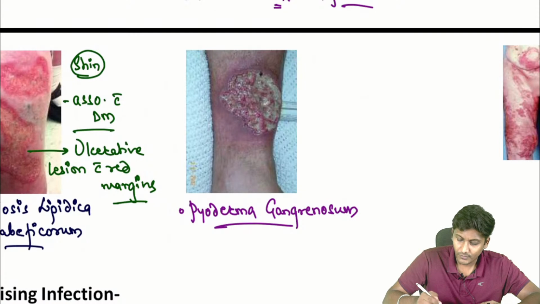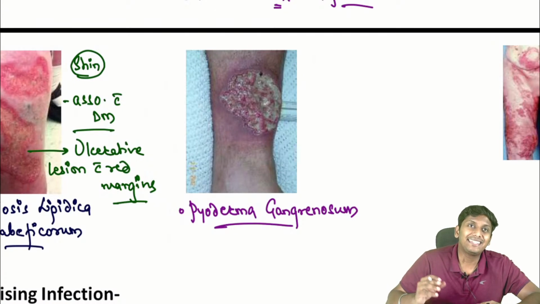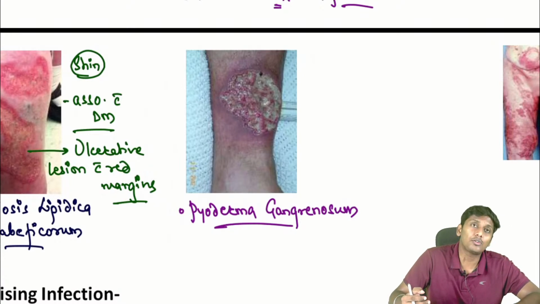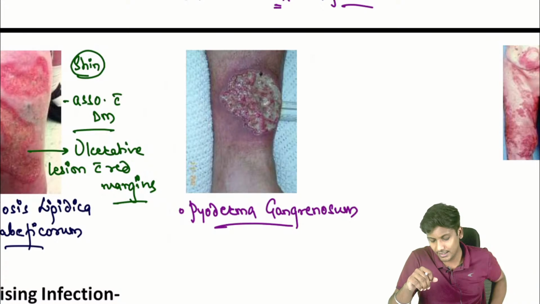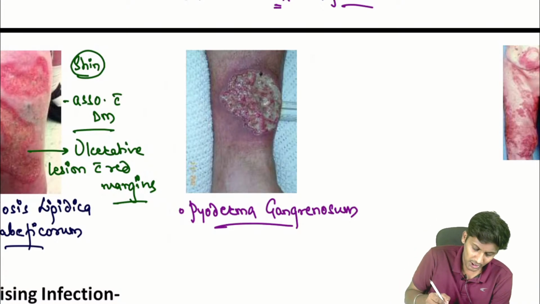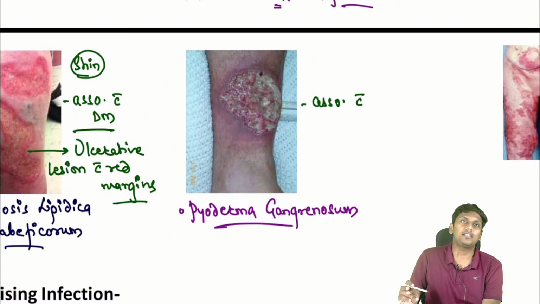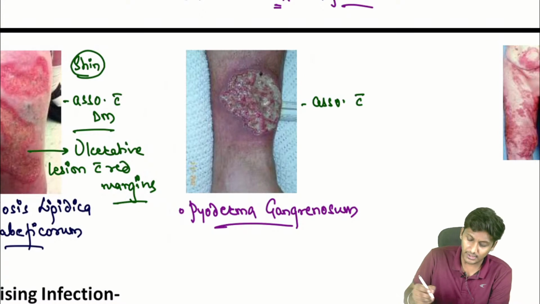So what is important here? Gangrenosum does not mean gangrene, necrosis happens, due to which there is formation of an ulcer, and here there is also formation of a lot of pus. Therefore, this condition is known as pyoderma gangrenosum. You have to remember this condition is associated with two important conditions. This condition is seen in a patient of chronic illness. And what are these chronic illnesses?